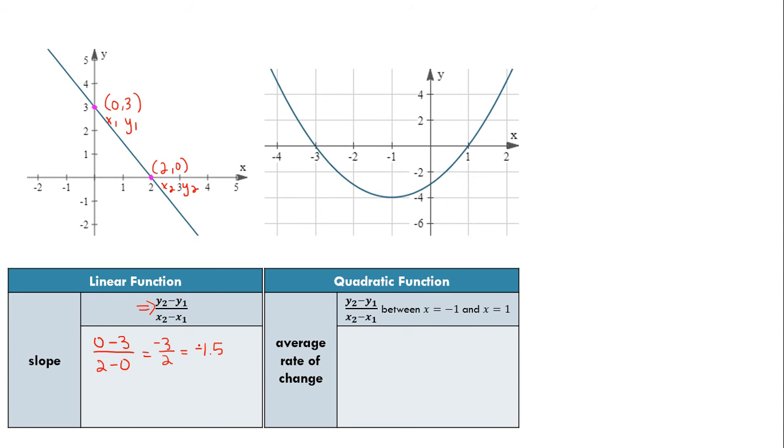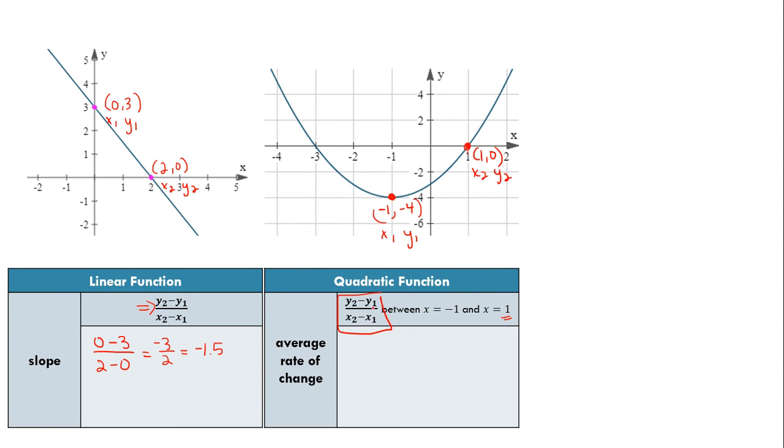Now, when we're looking at a quadratic function, we're not finding a slope or just a simple rate of change because it's not constant. We're actually finding the average rate of change between 2 points. They're going to give you 2 points. Here we're using x equals -1. So when x is -1, this is the point I'm looking at, (-1, -4). And then my second point here I want to use is when x is 1. Well, when x is 1, y is 0. So those are my 2 points, x1, y1, x2, and y2, and I'm going to plug them in.